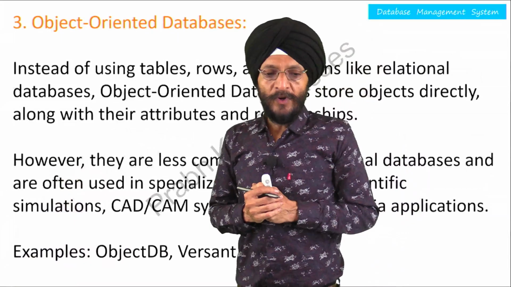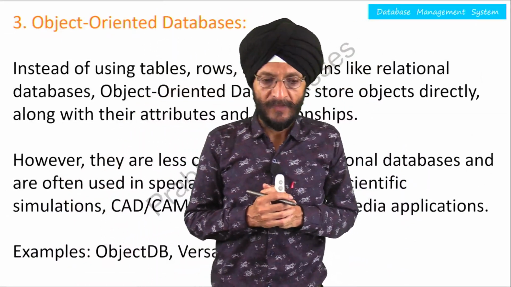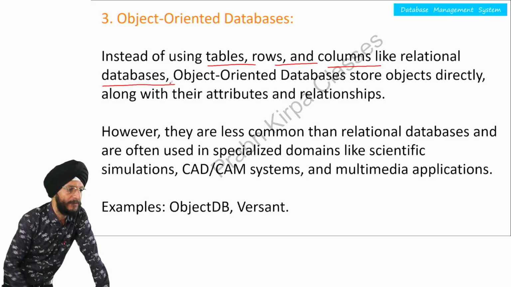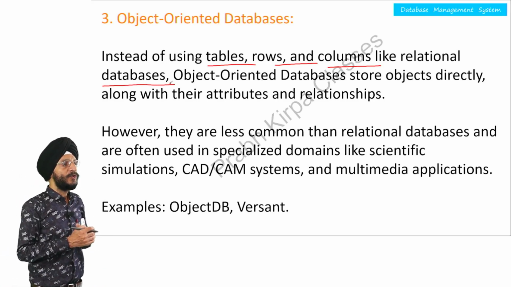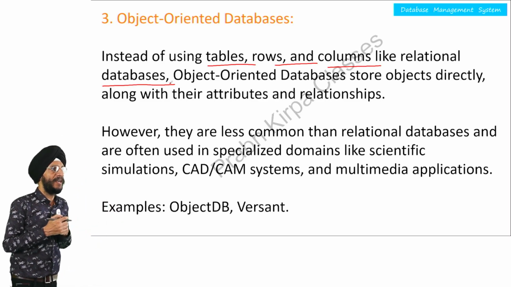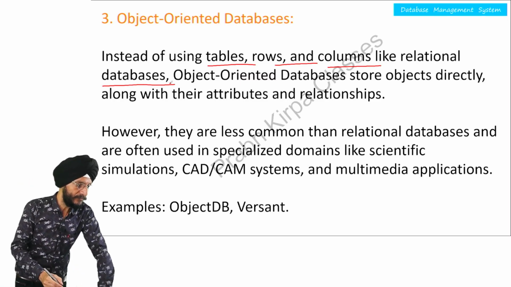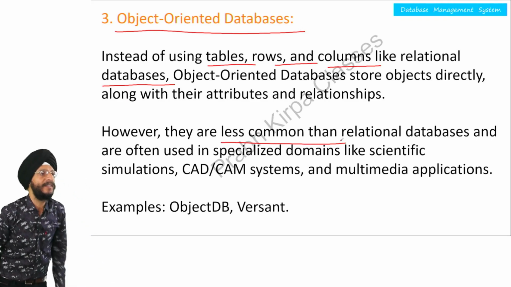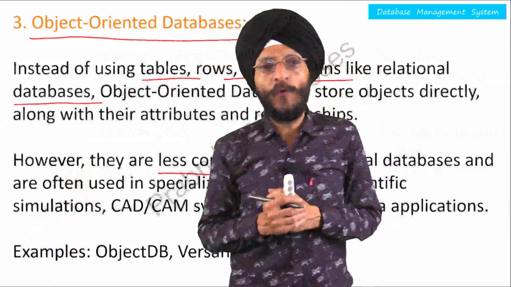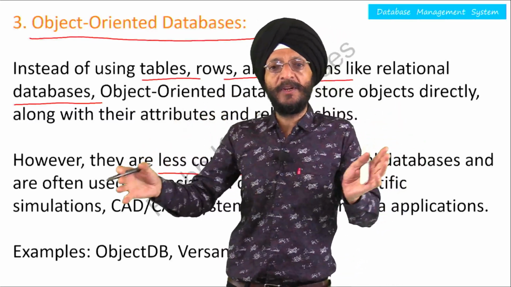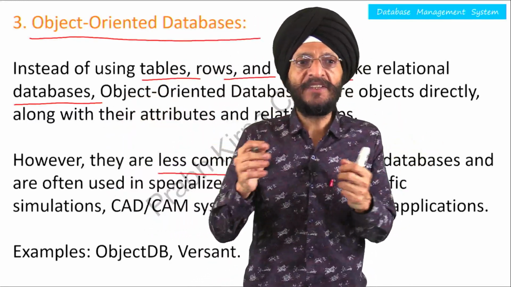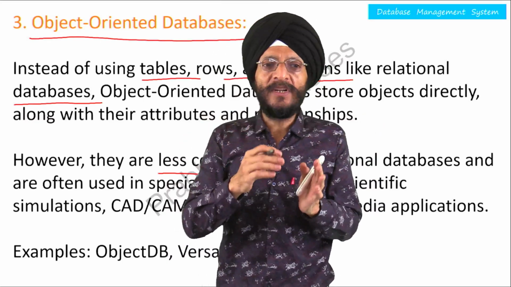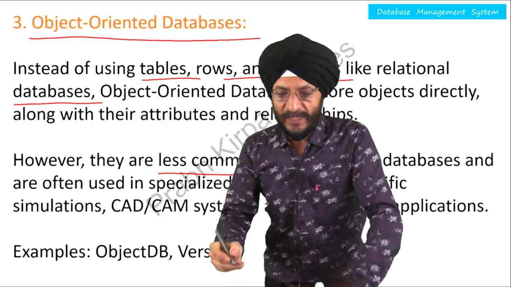Now, we discuss object-oriented databases. Instead of using tables, rows, and columns like relational databases, object-oriented databases store objects directly along with their attributes and relationships. However, these databases are less common than relational databases and are often used in specialized domains. Specialized domains mean only in special fields like scientific simulations, computer aided design, or computer aided manufacturing systems and multimedia applications.